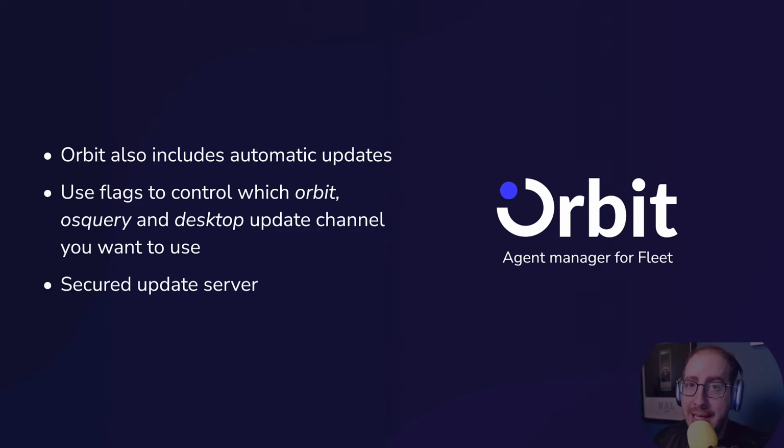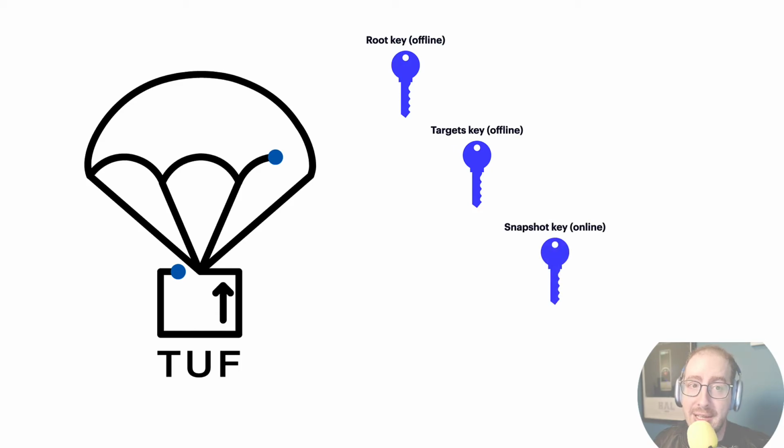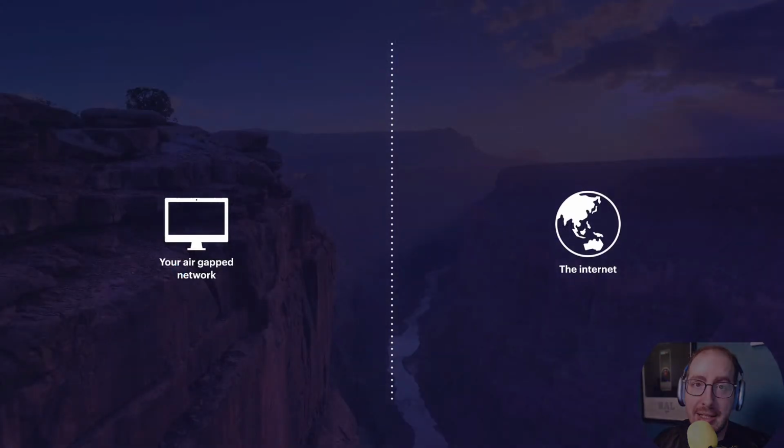You can pick what you want in terms of updates between Osquery, the Fleet Desktop, as well as Orbit itself. So you completely control this. And when we say there's a secured update server, well, we use The Update Framework, or TUF, which is a great acronym, though. So our root keys and target keys are kept offline. This is what we use to sign new releases. Snapshot keys, as well as timestamp keys, are kept online. But the worst someone could do with these keys is force a downgrade of an existing version.